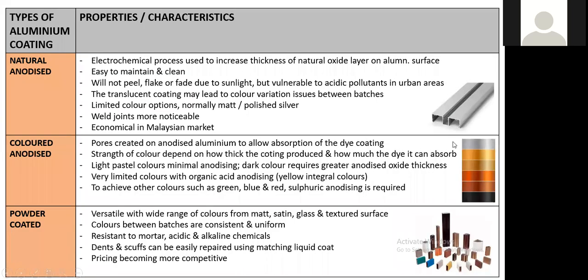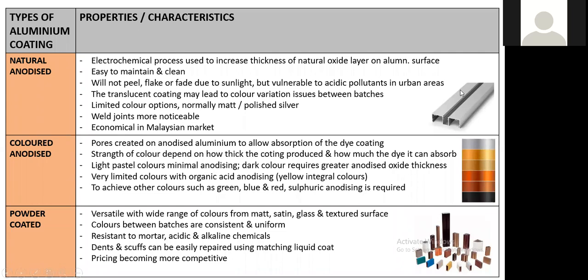Okay, types of aluminium coating. So there are 3 types. Actually, there are 2 types. This one is a breakup from this. Okay, so natural anodized is the most common one. If you look at those aluminium, it's silver color, so it's natural anodized. They call it NA. So it's easy to maintain, and it doesn't fade due to sunlight, but it's vulnerable to chemicals. Also the translucent coating may lead to color variation.